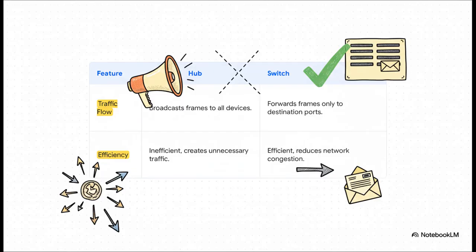Now, way back in the day, networks used a thing called a hub. A hub is kind of like a person with a megaphone. When it gets a message, it just shouts it out to every single device on the network. It's noisy, it's messy. Thankfully, modern networks use a switch. And a switch is so much smarter. It's like an efficient mail clerk that looks at the address on a letter and delivers it only to the person it's for. It's way more efficient, and it's a huge reason our networks are so fast today.